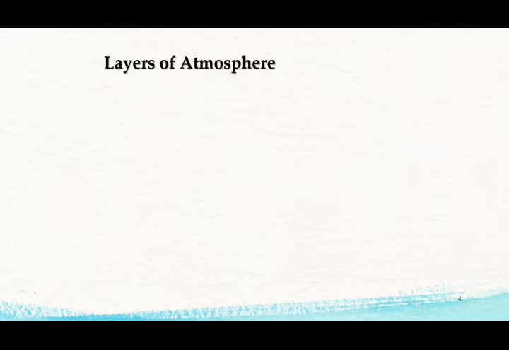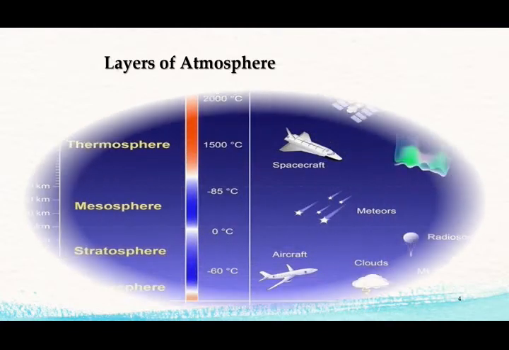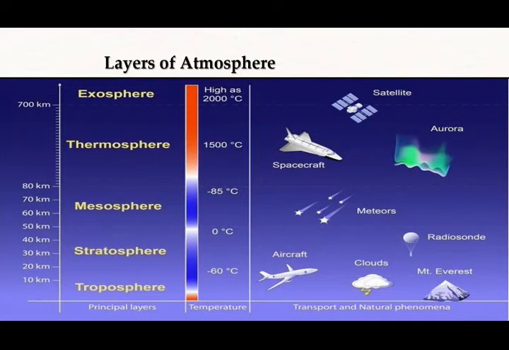Now I shall talk about the layers of the atmosphere. The atmosphere is divided into five layers. The layer that is very close to the Earth's surface is the troposphere. It is warm because of the solar radiation. The second sphere is the stratosphere. Here the temperature goes on decreasing. It reaches almost about -60 degrees Celsius. Then the third layer is the mesosphere.